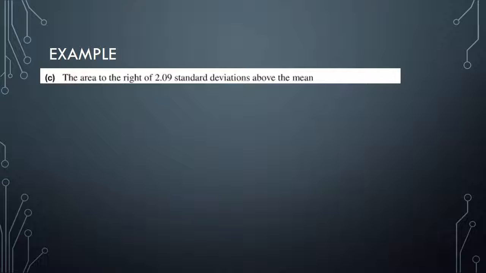So what you're going to do in your calculator is you're going to do a normal CDF. You're going to put in 2.09, and then you're going to put comma, and you're going to put 99, and that should give you the correct answer. So why don't you pause the recording, give that a try, and then resume the recording to check your answer.